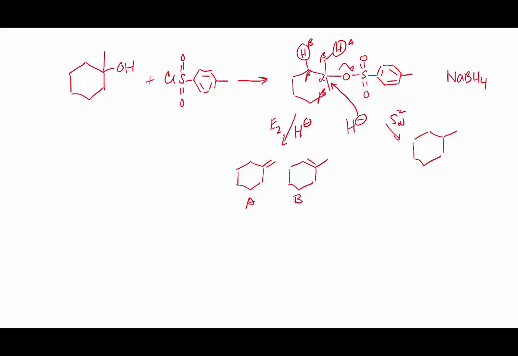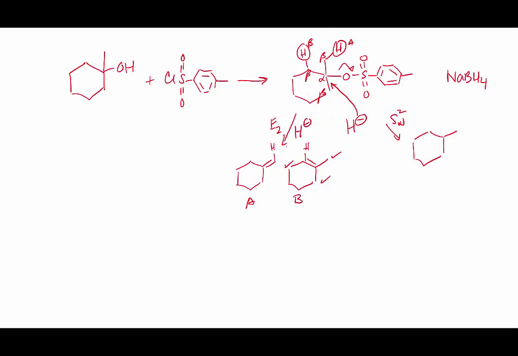So B is more stable because it's more substituted. So how many alkyl groups are attached to B? There's 1, 2, 3. And again, if you don't like that, put a hydrogen in. Since there's 4 things attached, if one of them's a hydrogen, that means 3 alkyl groups. For A, it's got 2 hydrogens, which means it has 2 alkyl groups. So more alkyl groups, more stable.